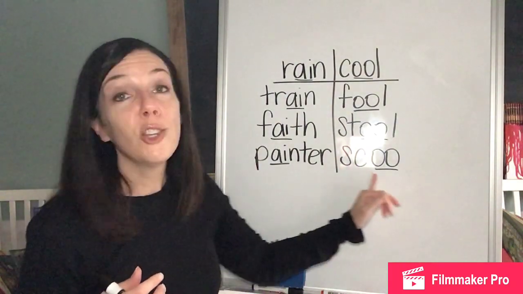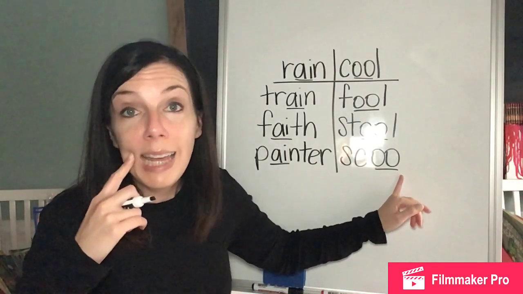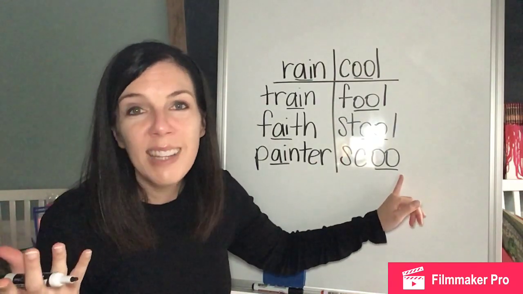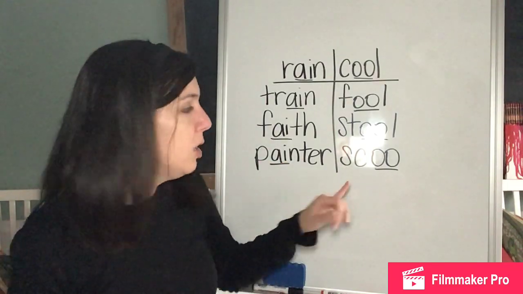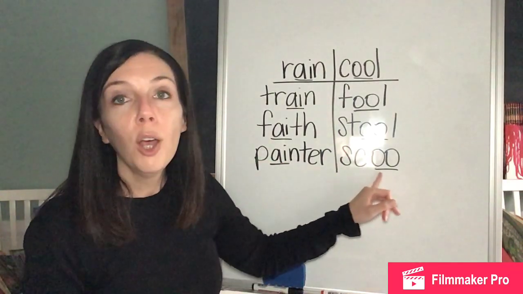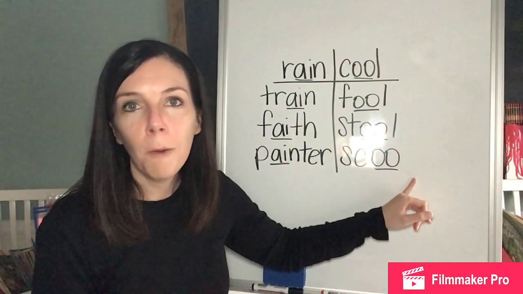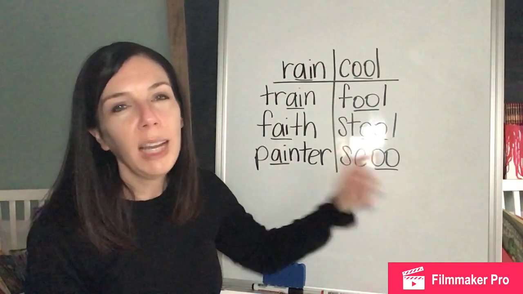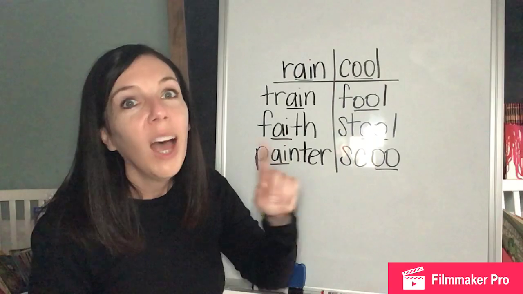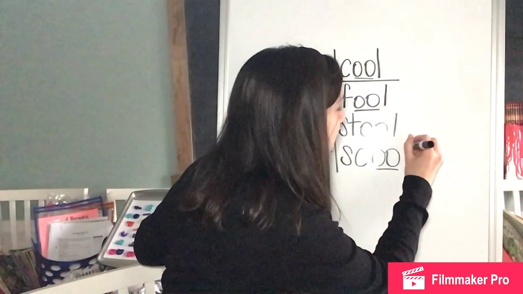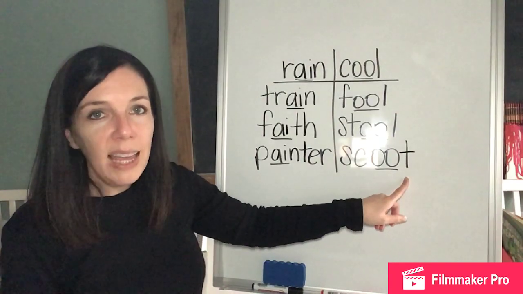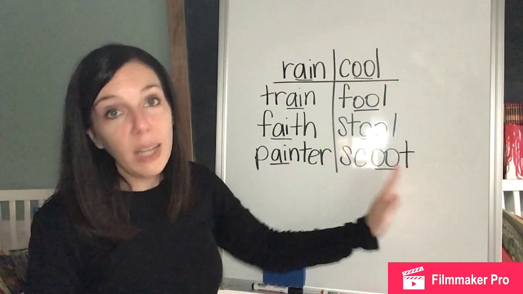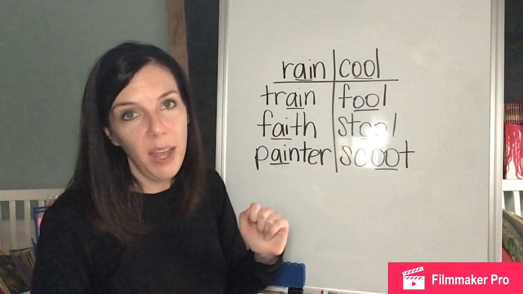So when I say scooter, it almost sounds like a D, scooter. That's what it sounds like when I say it. But if I'm really stretching it out, I'm actually going to say scooter. So what letter do we actually need right here? A T. Very good. And even though we kind of make the D sound when we say it, that's not how it's spelled. It's spelled with a T on the end.